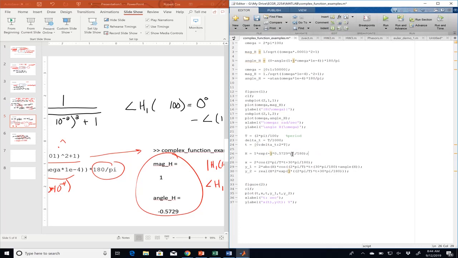Okay, so notice what I've done is I've written h here as evaluated at omega equal to 100 radians per second. Now, notice, as I said, MATLAB defines everything in radians. So what have I done? I put in 0.5729 degrees, but I have to multiply by pi over 180 to convert that into radians.